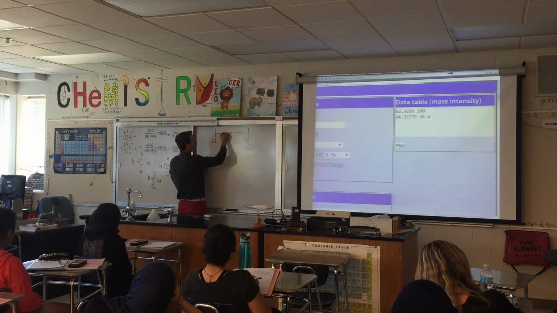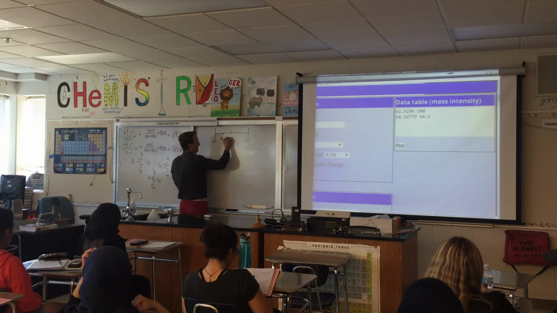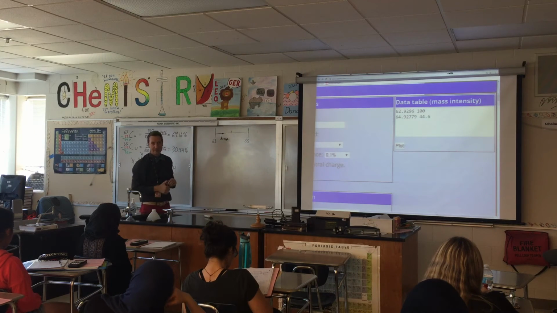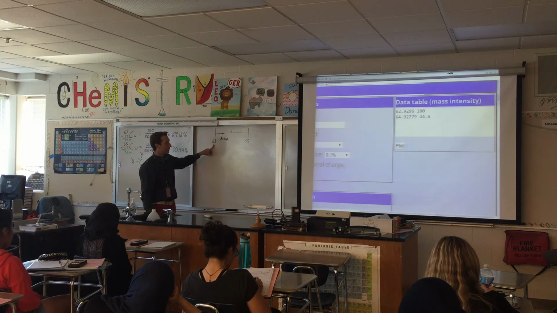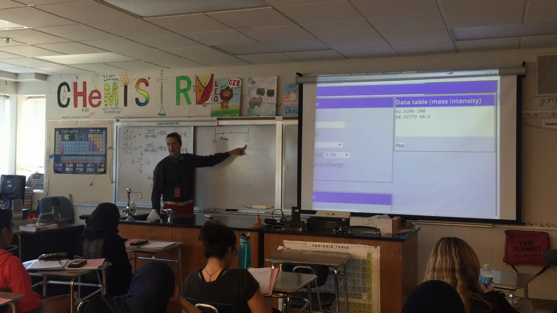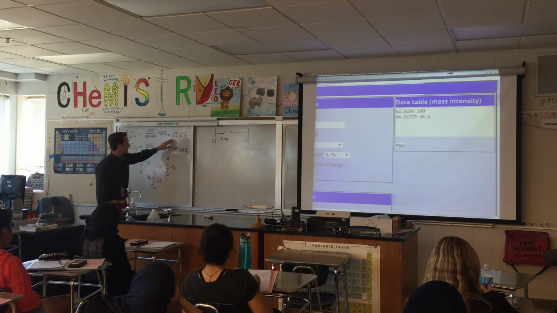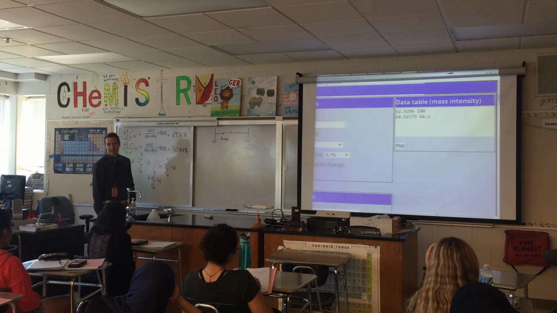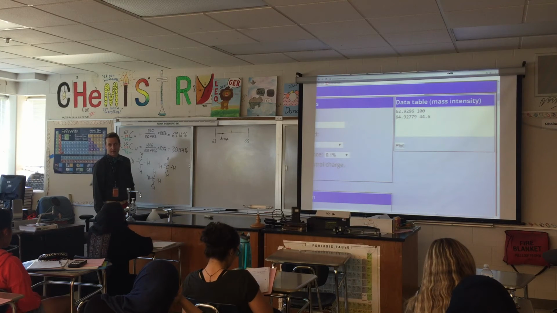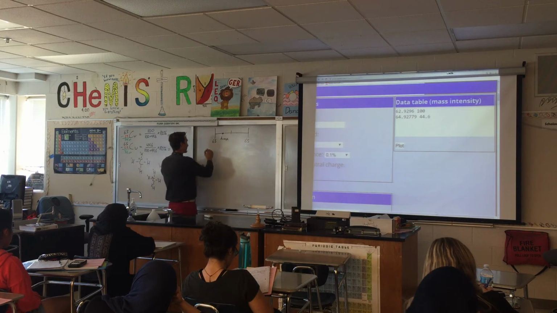So if the average is about here, what does that mean? There are more 63s. We have more copper 63 than we have copper 65, right? In fact, that's what we calculated right here. It's about 70% copper 63 and 30% copper 65. Okay? But how do we calculate those averages?